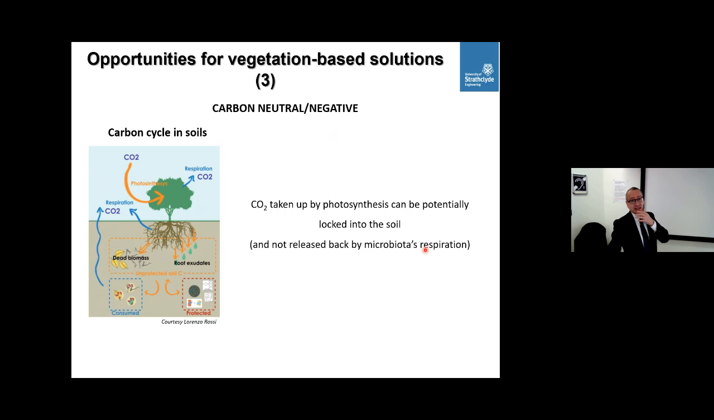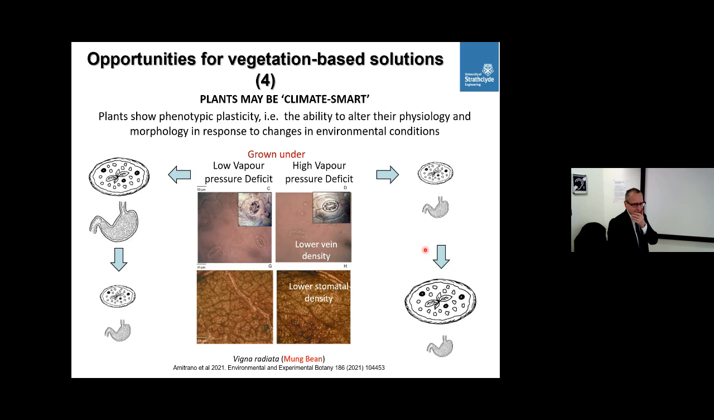The vegetation is carbon neutral or negative, because clearly you are capturing CO2 by photosynthesis. The story is not that straightforward, because the carbon that goes into the soil is then chewed by the microbial community and returned back by respiration. So you need to find a way to fix the CO2 in the soil and not have it put again in circulation by the bacteria, but potentially it is carbon negative. It's also climate smart, because plants change their anatomy depending on the climate around them.